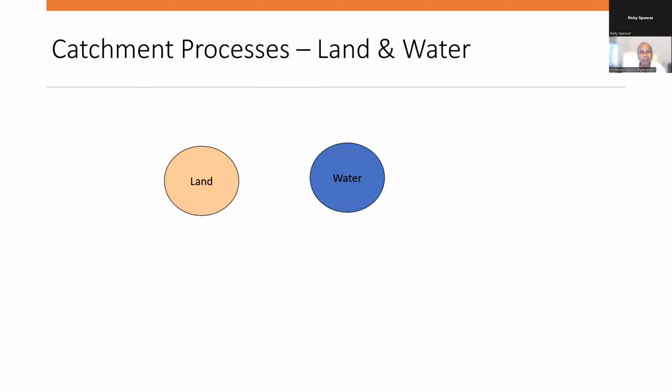So land and water, they interact. Land affects water and water affects land. So the quality, the health of land and water are interconnected. What affects land can affect water, and what affects water can affect land.